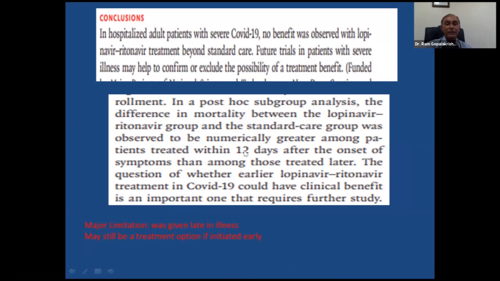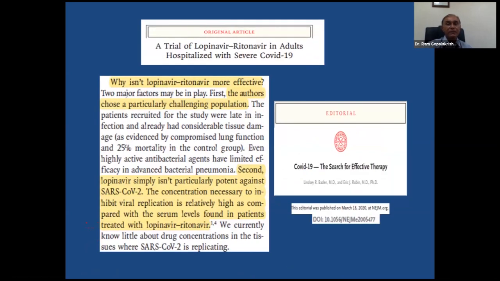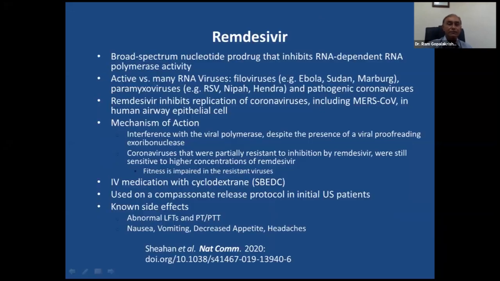However, the investigators said that numerically, if you started earlier, there could have been an improvement. And so the major limitation of this study was that it was given late in illness. You don't know, perhaps if a study comes along, starting this drug early in illness, it might work. And similarly, the editorial on this suggested that it just wasn't a particularly good inhibitory drug for SARS-CoV-2. And this is a challenging population, severely ill patients. Perhaps that's why it didn't work.